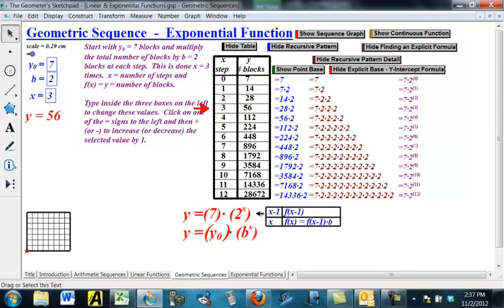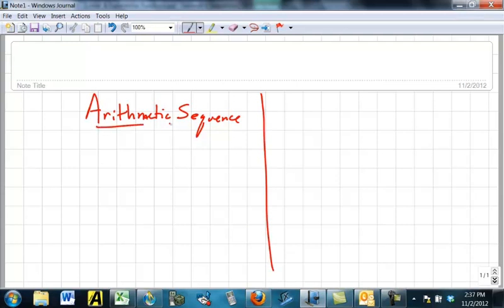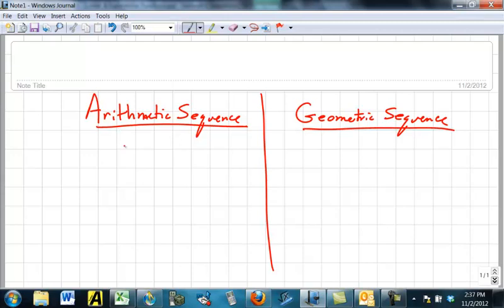Okay, so let's just review a couple of things here. I'm going to write down some handwritten notes here. So on the left hand we have an arithmetic sequence. On the right hand we have a geometric sequence. These are the two things we're looking at. So notice that we start with an ordered pair 0, y0. Over here we have an ordered pair 0, y0. That's our initial amount. Okay, so far the same.